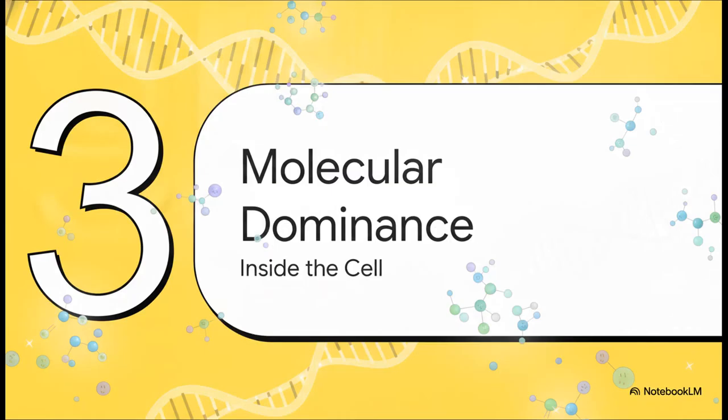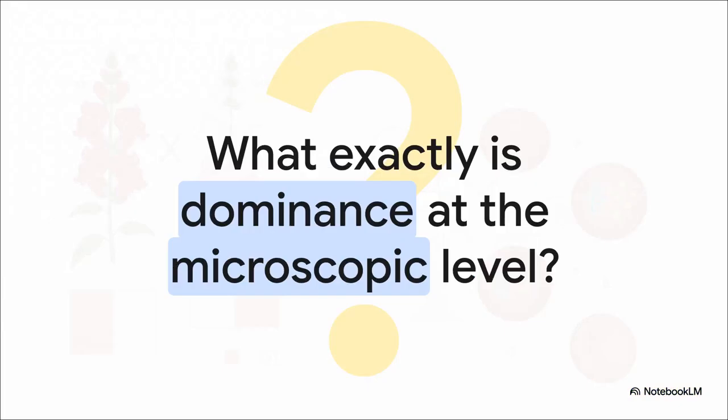Section 3, Molecular Basis of Dominance. Okay, so we've seen this blending happen on a macroscopic level, right? We can literally see it in the flower petals. But what exactly is dominance at the microscopic level? Like, why are some alleles dominant and others recessive in the first place?